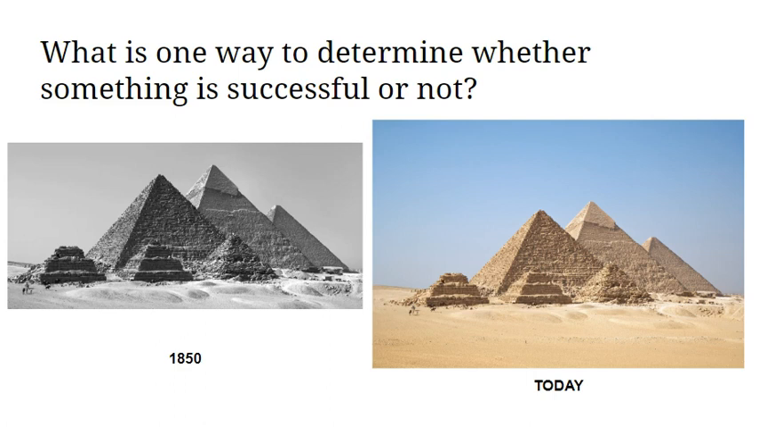Here we have the pyramids in 1850 and the pyramids today. And the answer, of course, is that they last a long time. So there's a big gap between Tom Brady's first Super Bowl and his hopefully last Super Bowl. And with the pyramids, they have lasted thousands of years. So you can kind of tell what is successful by what lasts the longest.